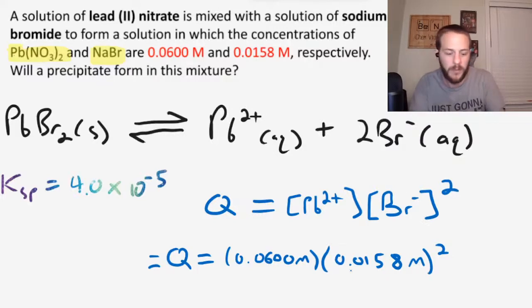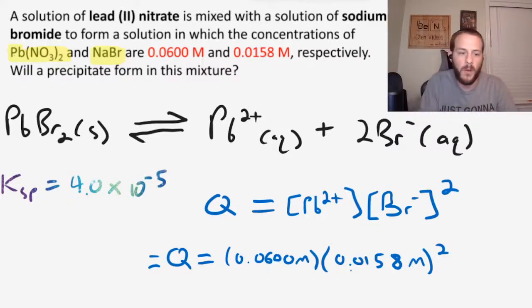So allow me to calculate that real quickly. And if you'd like to follow along with your scientific calculator, that would be cool. You can catch me if I've made a mistake. I actually don't have my scientific calculator with me. I don't know where it is, so I'm using my phone here. So we have 0.0600 times 0.0158 squared. Okay, so I'm doing this in my calculator here.